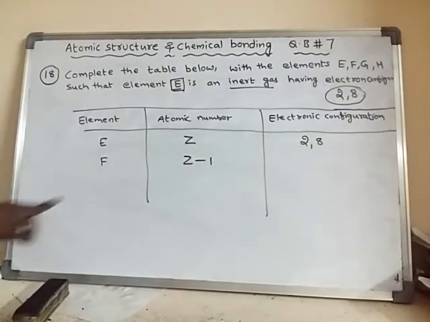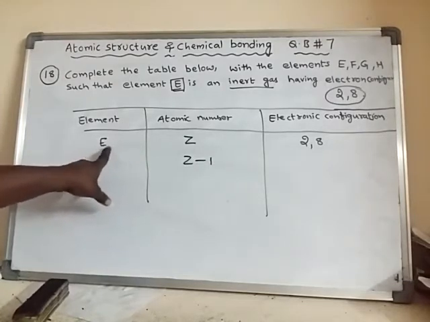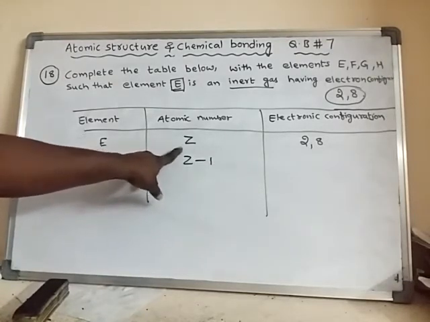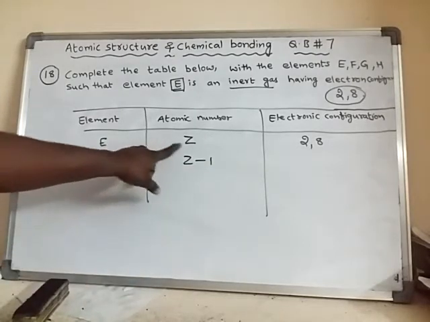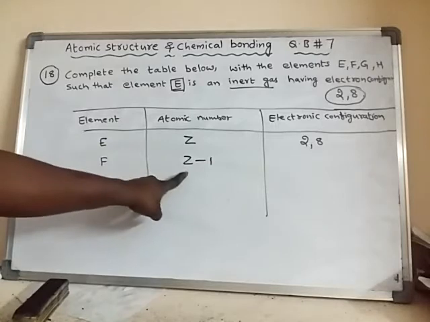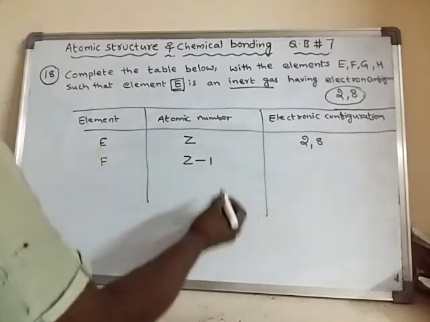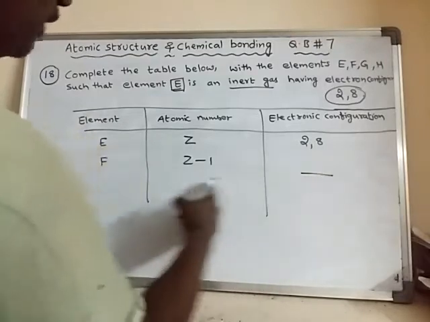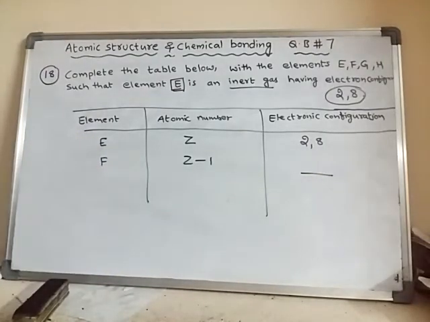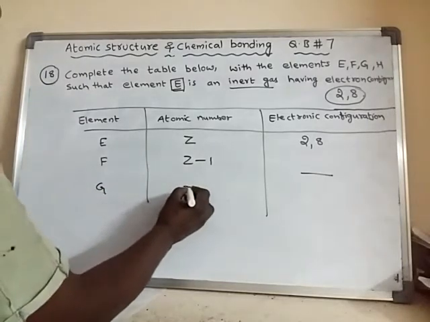Z minus 1 means that if the atomic number of E is 10, then F will be equal to 9 only. If it is 18, then F will be 17 only, because we have to subtract 1. So now we have to write the electronic configuration of this one. Here a dash is given, that means we have to fill the electronic configuration of F, and G is given as Z plus 1.